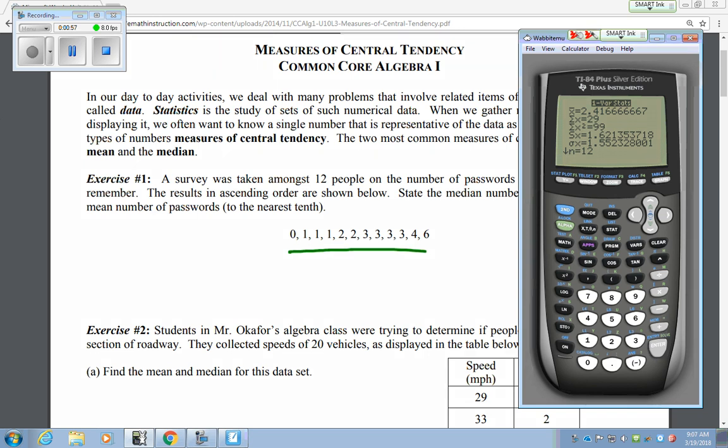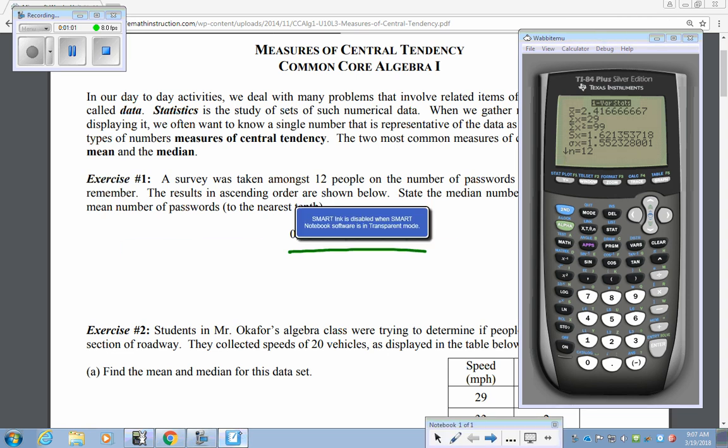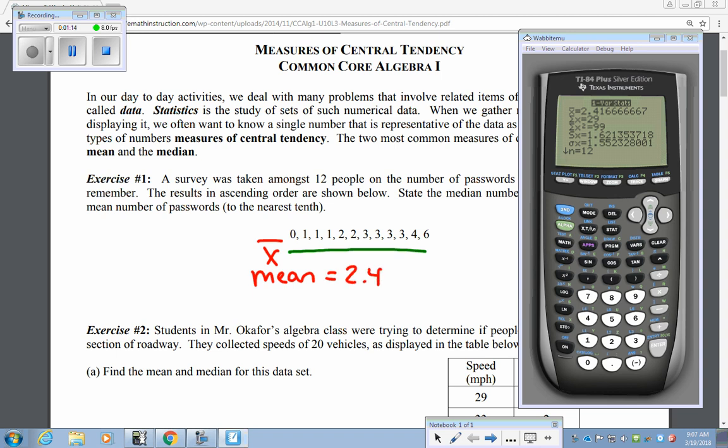So the mean in this case is sometimes called the X bar. Sorry, I had to switch to my Smart notebook. So the mean in this case is the one that says X with a bar over, that's our average. And that one to the nearest tenth will be 2.4.